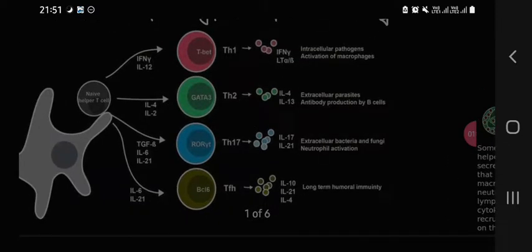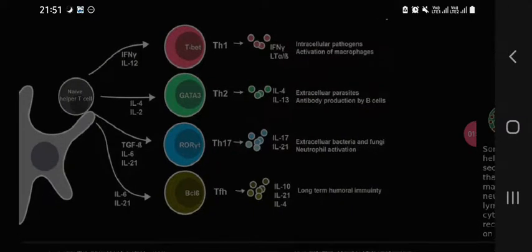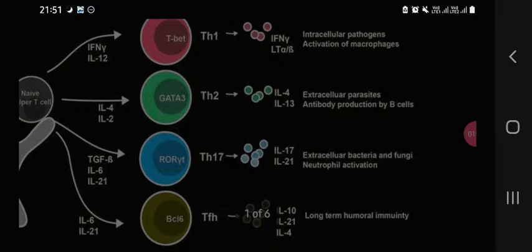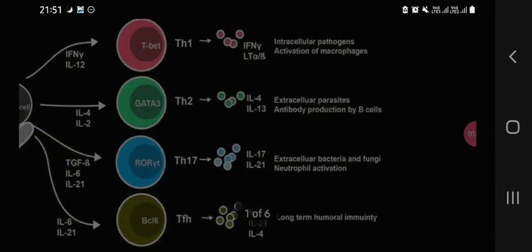Naive helper T cells, here you can see interleukin 4 and interleukin 13 for extracellular parasites and antibody production by T cells; interleukin 17 and interleukin 21 for extracellular bacterial and fungal infection and neutrophil activation; interleukin 10, interleukin 21 and interleukin 4 for long-term humoral immunity and intracellular pathogen activation of macrophages.